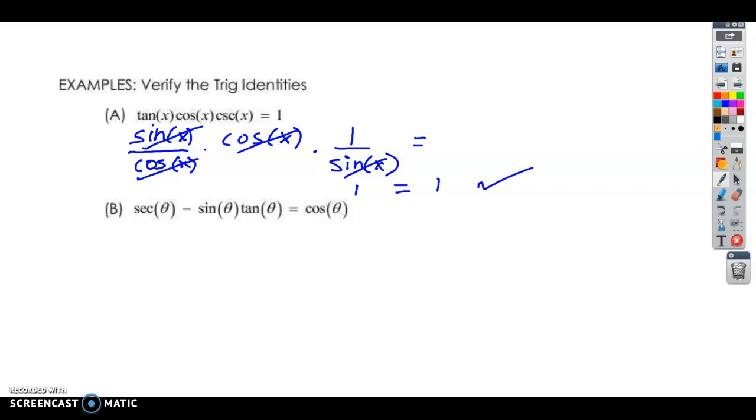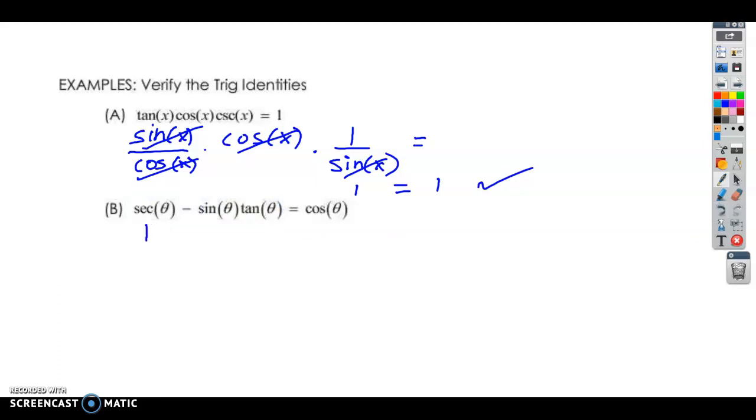All right, so we've got secant minus sine times tangent equals cosine. The left side is a little bit more complicated. There's more going on, so I'm going to start on that side. And I'm just going to rewrite. The first thing I notice is I've got 2 terms here. If I rewrite secant, I'm going to have a cosine in the denominator. If I write tangent, I'll also have a cosine in the denominator. That way I'll end up with 2 fractions that I'm subtracting that have the same denominator. So that's how I'm going to start.